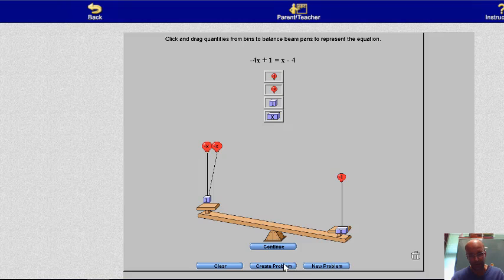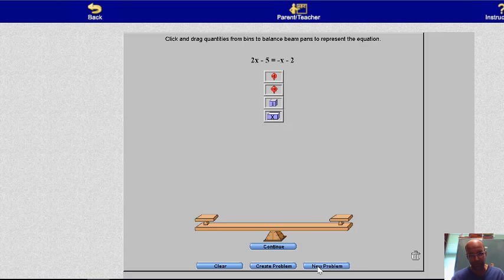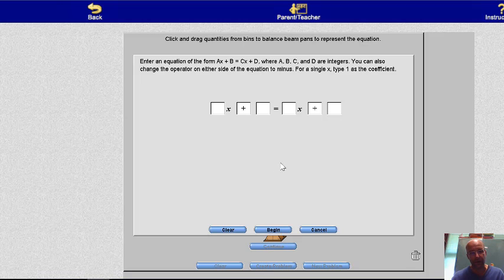You can keep adding them there. This also has the ability for you to go onto a new problem. As an extension I'm going to get people to create their own problems, but it'll only let you create a problem if it has a solution. So you've got to create something that's going to work first of all.